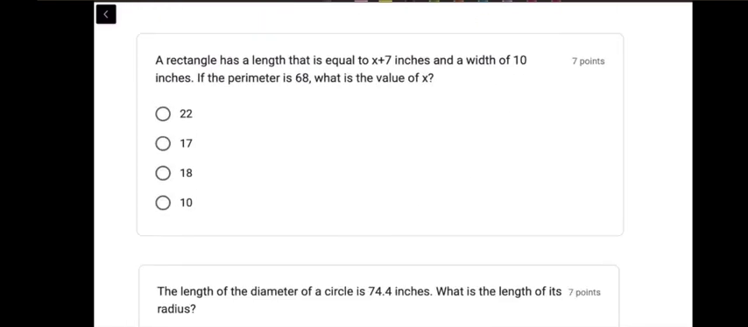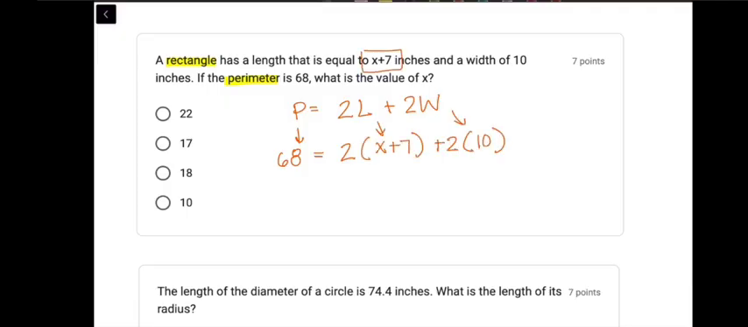In this problem, a rectangle has a length that is equal to x plus 7 inches and a width of 10 inches. If the perimeter is 68, what is the value of x? Given that we're working with a rectangle and we're calculating perimeter, the perimeter of a rectangle is calculated by 2 times the length plus 2 times the width. So let's put in the values that we know. We know the perimeter is 68. We know that the length is equal to x plus 7. Even though it's an expression, we can go ahead and plug that in. And we know that the width is 10.